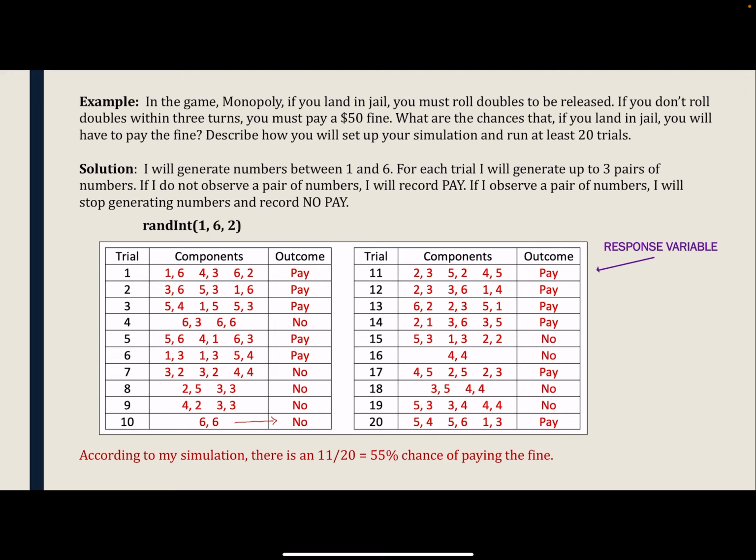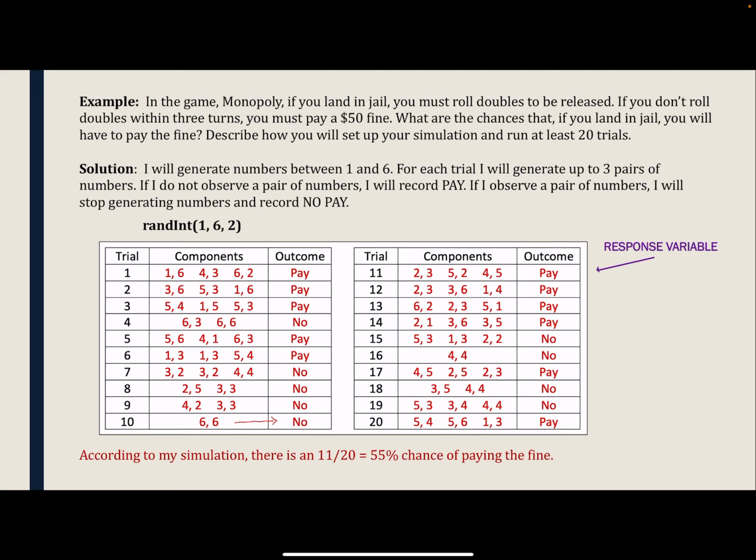Just a side note, there are other ways that I could set up this simulation and still have it be correct, right? Some people might say, well, I'm going to generate numbers between 1 and 6, and I'm just going to generate 6 numbers right away. And then I'm going to look at the first 2, look at the 3rd and 4th, and then look at the 5th and 6th. And if I see a pair, then I'm going to say that I don't have to pay the fine. But again, you just have to make sure that you thoroughly explain what you're doing in your simulation. And there are other ways other than just looking at pairs this way, that we can run this simulation.